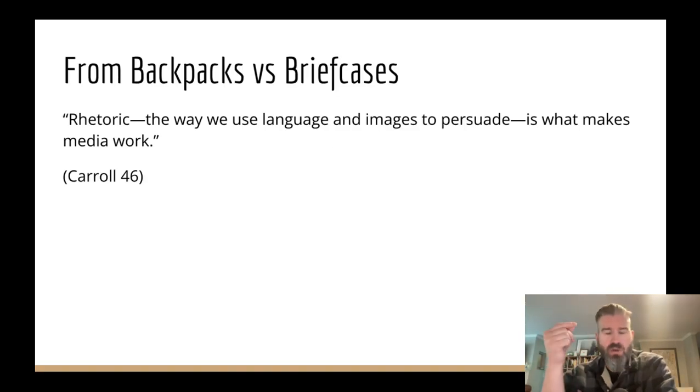So when we go into Backpacks versus Briefcases, what we're really talking about with this analogy or metaphor is rhetoric, right? The way we use language and images to persuade, and that's what makes media work. This is why we might dress differently when we go for a job interview than we would if we were hanging out on the beach. We're using our clothing or appearance to generate an image and to persuade somebody of something, right? That we are confident, that we're professional, etc.